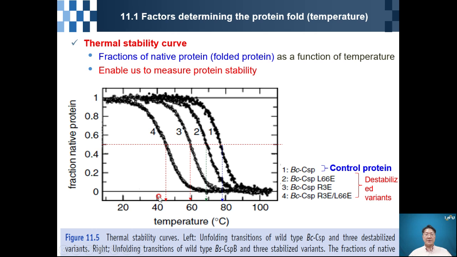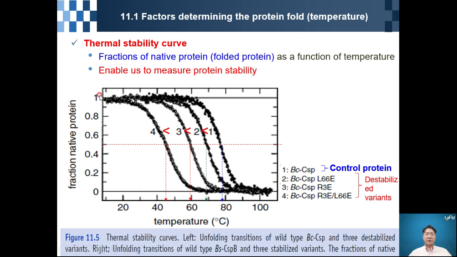So how about number 1? At 45, all of number 1 exists as the native structure. So it means that number 1 is more stable than number 4. Let me show you one example. Based on this graph, we can say that number 1 is more stable than number 2, number 2 is more stable than number 3, and number 3 is more stable than number 4.